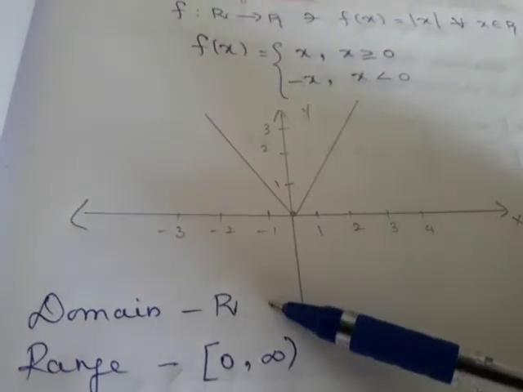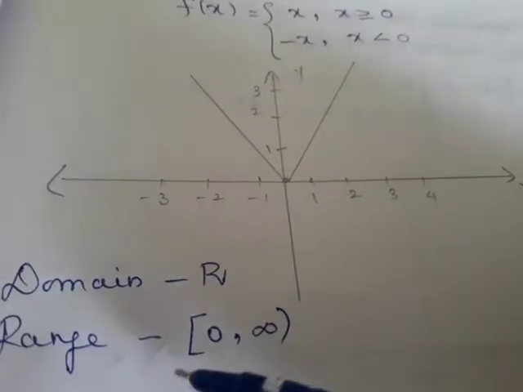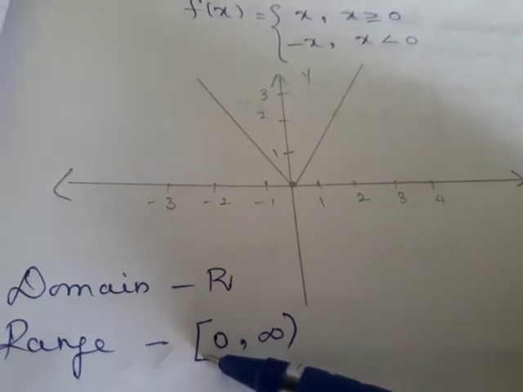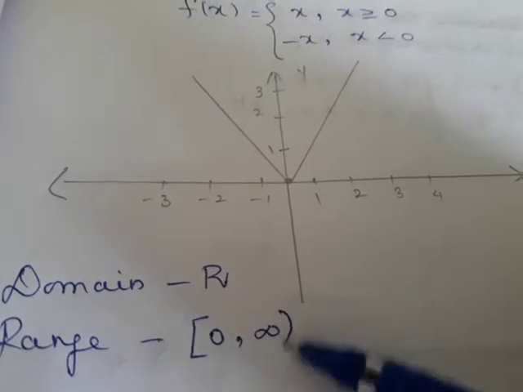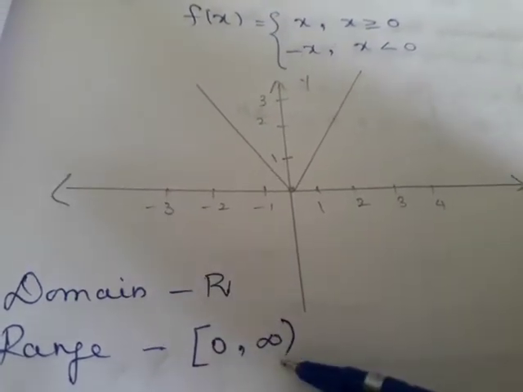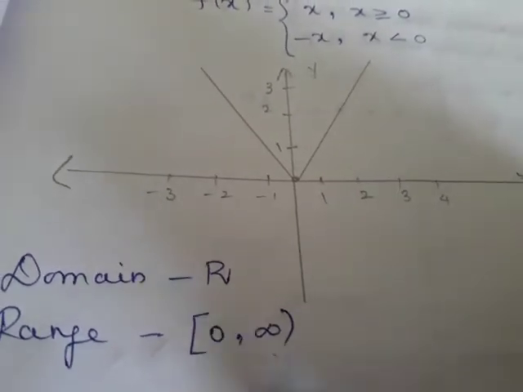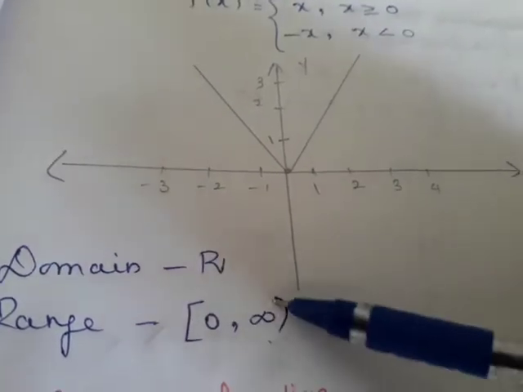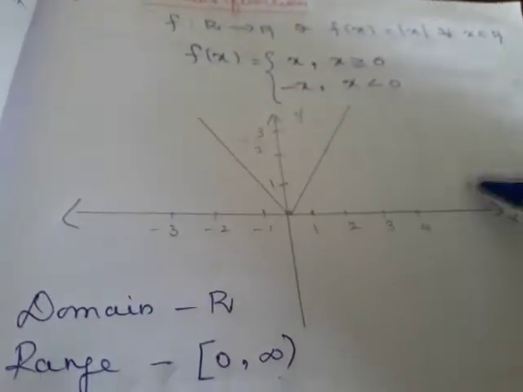Then what about its domain and range? Domain will be real numbers, and the range, of course, will start from 0 only. We won't get any negative values here. So it is closed at 0 and open at infinity. Since the domain is the real numbers, it can be any positive integer or positive real number, right? So it is from 0 to infinity. That's why it is open at infinity. So this is called a modulus function.